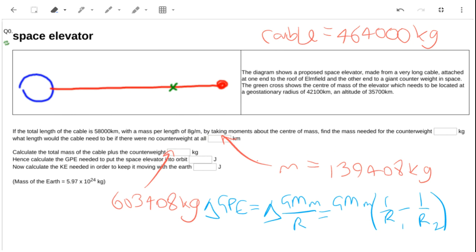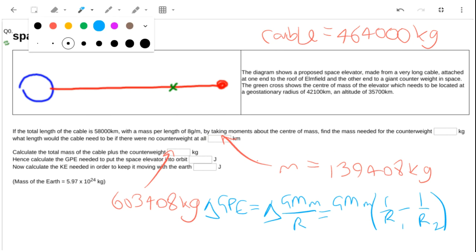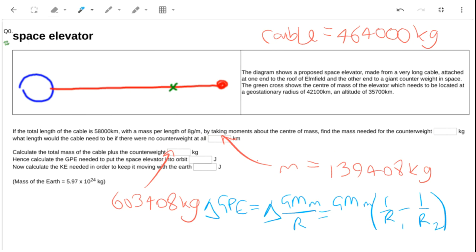Running a bit out of space here. So I'm going to do it up in the top left. So that's just 6.67 times 10 to the minus 11 times the mass of the planet. It's just the Earth, I suppose. So 5.97 times 10 to the 24, which is at the bottom there, times the mass of the cable, which is 603,408 kilograms. And I've got to multiply that by the difference in the two radii.